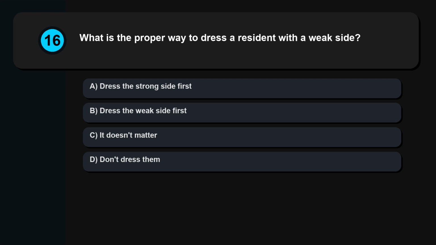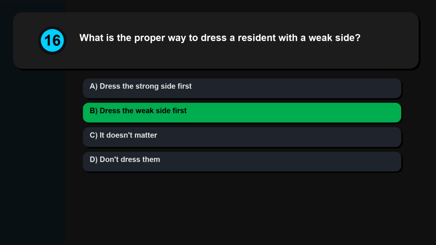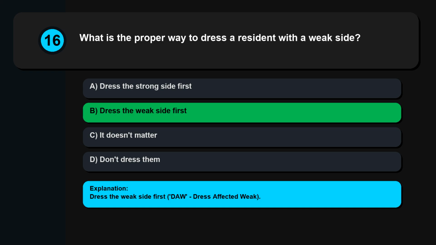Question 16. What is the proper way to dress a resident with a weak side? Dress the strong side first. Dress the weak side first. It doesn't matter. Don't dress them. Dress the weak side first, dress affected side first.